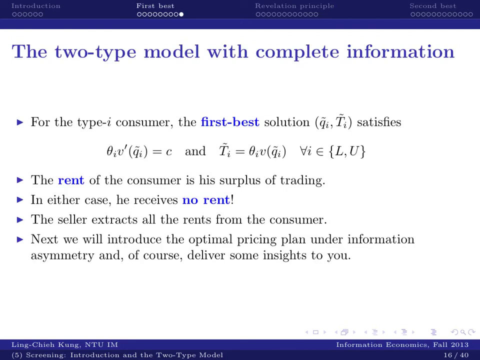So that's the end of the complete information case. Next, we will introduce the optimal pricing plan under information asymmetry, and then try to do some comparisons and draw our conclusions.